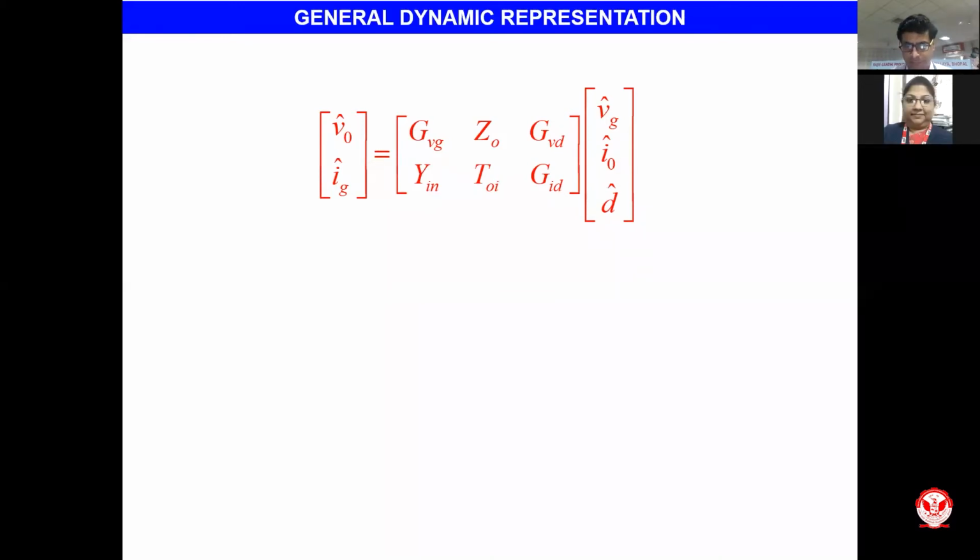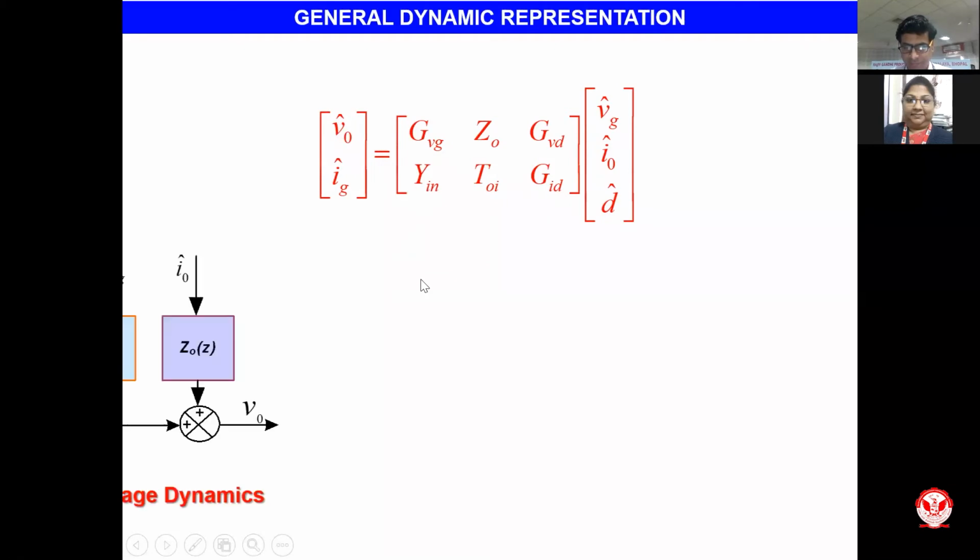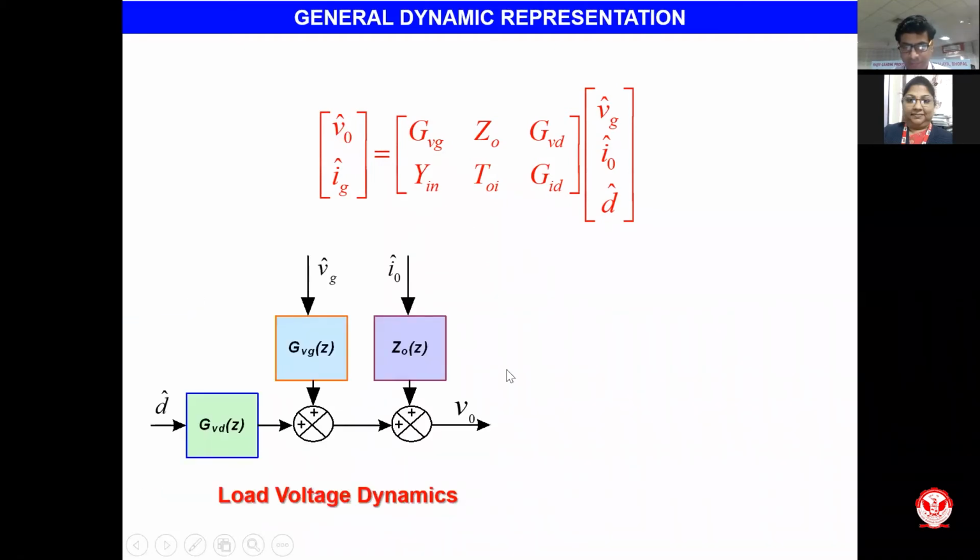If you talk of the small signal models that are developed, these can be represented in this matrix form, which tells the dynamics of the load voltage V0 and the dynamics of the source current IG. This is a small signal block diagram which represents the load voltage dynamics, indicating that your load voltage depends on three small signal transfer functions: the control to output transfer function GVD of Z, audio susceptibility GVG of Z, and output impedance Z naught of Z.